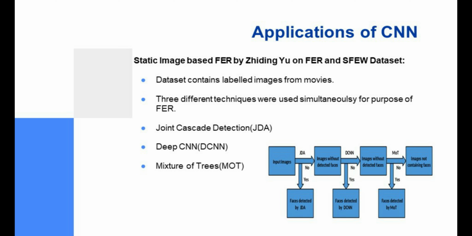To detect the face, an ensemble of face recognition algorithms was used, as shown in the figure. The ensemble consists of a joint cascade detection and alignment detector, a deep CNN based detector, and a mixture of trees. The network is first pre-trained on the FER dataset and then fine-tuned on the SFEW dataset.